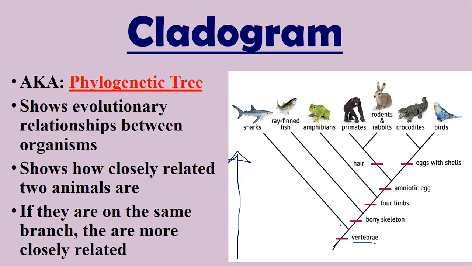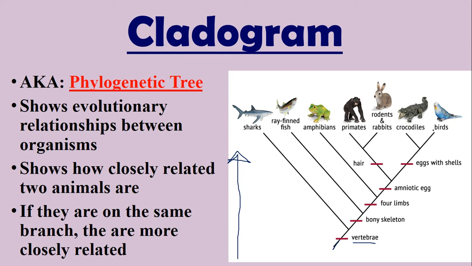This goes to a shark. Then we get to the next one, bony skeleton. The shark isn't after bony skeleton, so sharks don't have bony skeletons. They actually don't have bones at all. They have cartilage. And then comes ray finned fish, and it just keeps going off. Then you get branches like here. It branches off, and this has hair, and you get primates and rodents and rabbits.